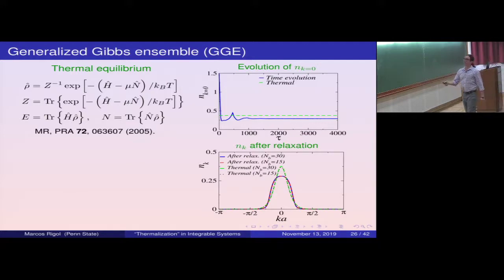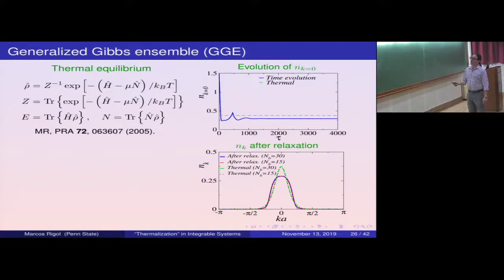Now you could say, well, but these are small systems. How do you know the ensembles are equivalent? What I'm showing you here is after relaxation at long times, for two different numbers of particles, properly taking the thermodynamic limit because you have to take care of the traps. But the point is, if I do 30 particles and 15 particles, you see that the quantum mechanics doesn't change and the statistical mechanics doesn't change. So the fact that these two are different is not a finite size effect.